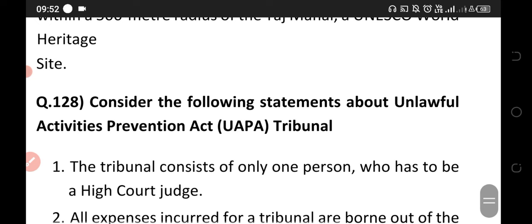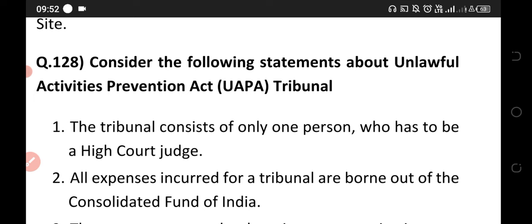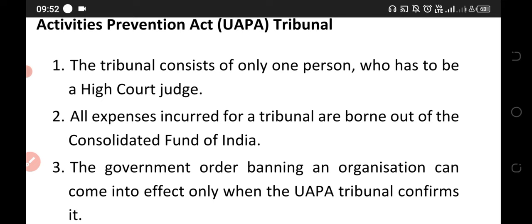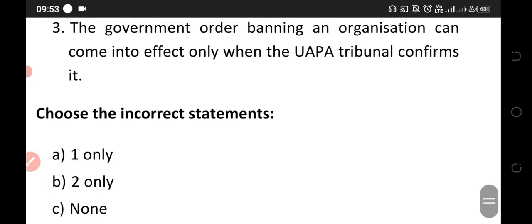Consider the following statements about the Unlawful Activities Prevention Act, UAPA Tribunal. The tribunal consists of only one person who has to be a High Court judge. All expenses incurred for the tribunal are borne out of the Consolidated Fund of India. The government order banning an organization can come into effect only when the UAPA Tribunal confirms it. Which are incorrect? I think C is incorrect.